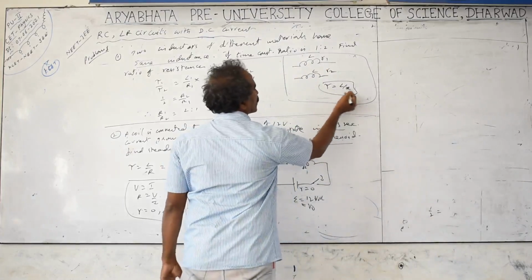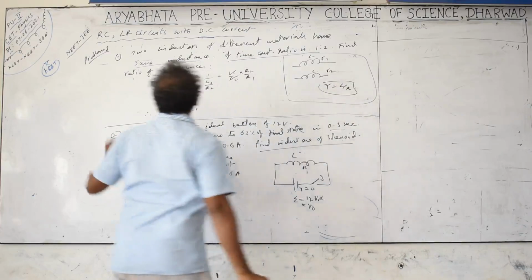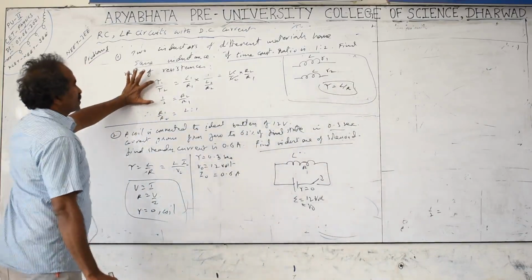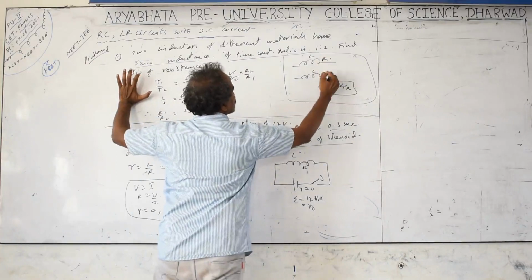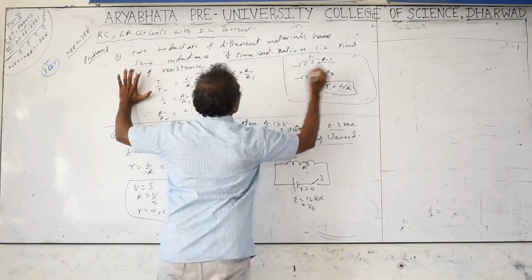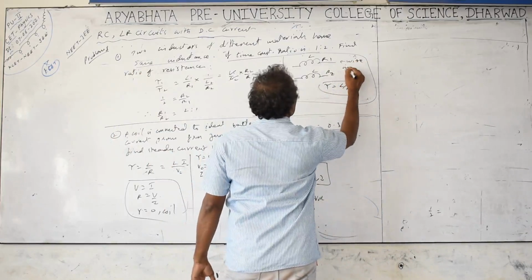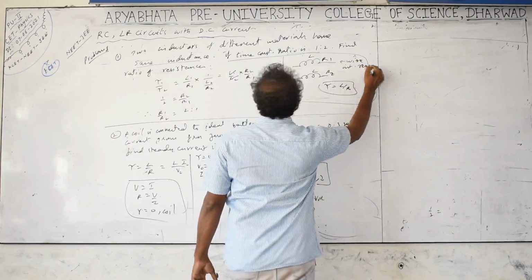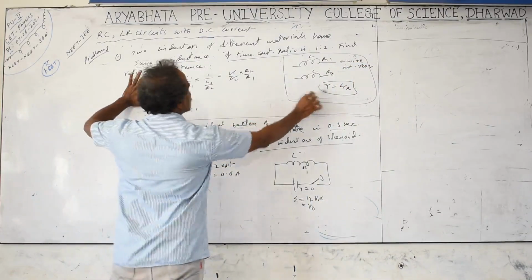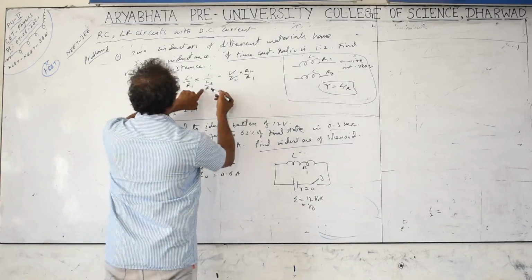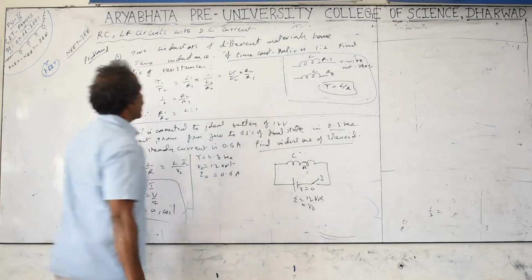Time constant tau equals L by R. I am taking R as small r here. So tau 1 by tau 2, with this resistance as R1 and this as R2, the internal wire resistance. The ratio of the time constants tau 1 by tau 2 equals L1 by R1 into, the denominator being L2 by R2, R2 goes to the numerator. So it comes as L1 by L2 into R2 by R1.